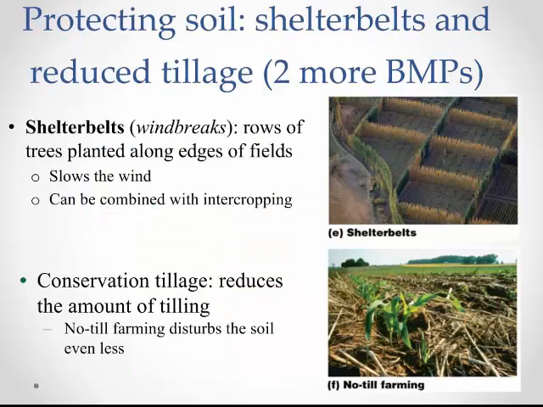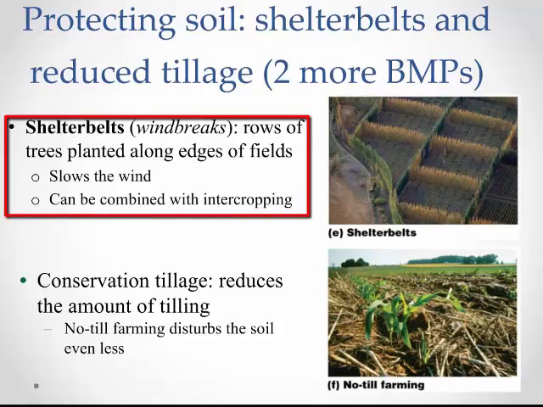Two other BMPs for protecting soil are shelter belts and conservation tillage. Shelter belts are essentially windbreaks created by rows of trees. Such rows are usually grown around the edges of fields to protect the interior crops from wind damage and to protect the soil from wind erosion.